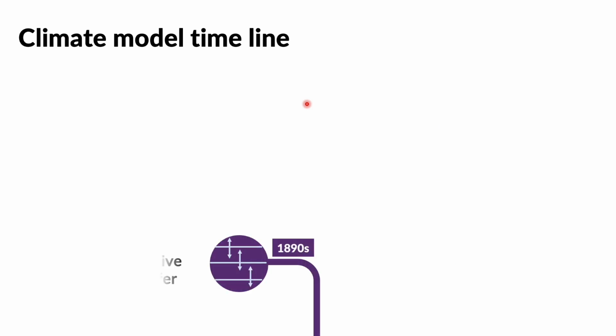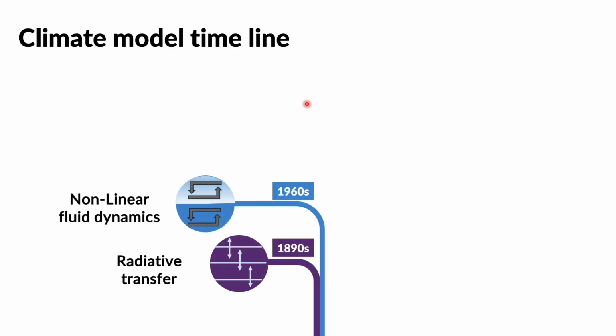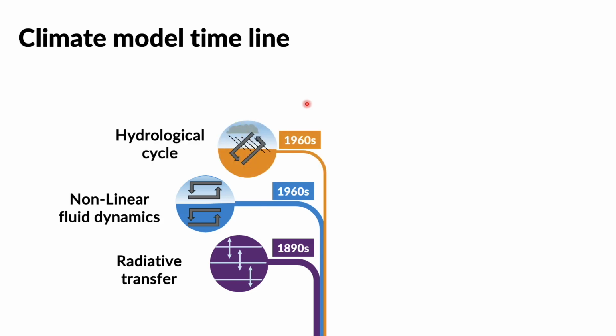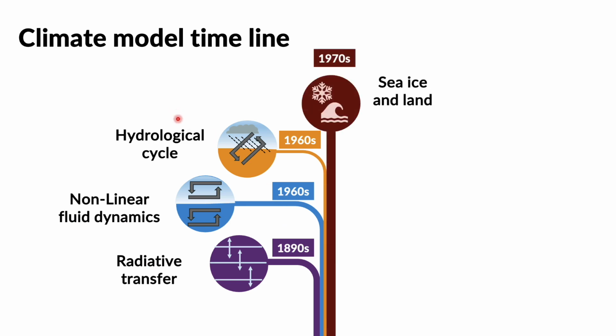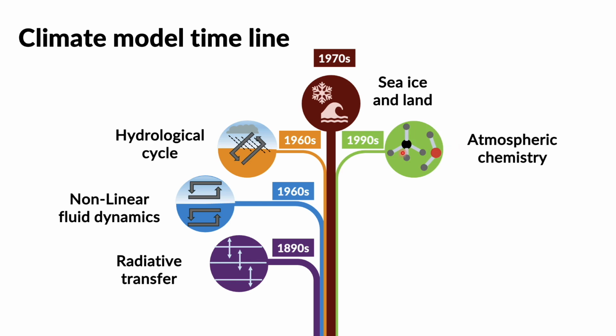So these are all the climate model timelines which are generally used for studying Arctic amplification. The first one, in the 1890s, people used the radiative transfer models, and then people went to the nonlinear fluid dynamics models in the 1960s, and also hydrological cycles were developed in the 1960s. Then people started looking into sea ice and the land in the 1970s. And in the 1990s, people started looking at the atmospheric chemistry models, because carbon dioxide, methane and those kinds of greenhouse gases are included in many of the models.